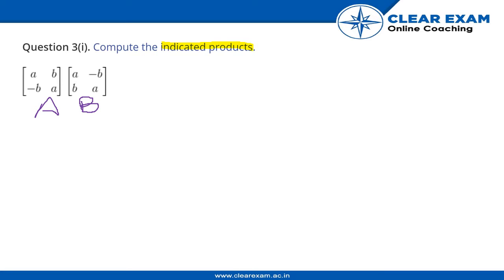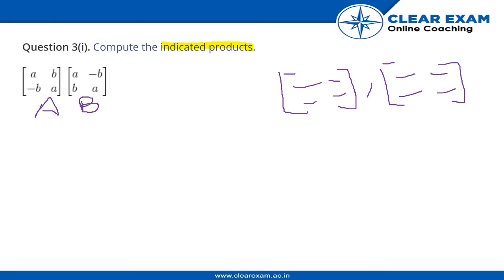First of all, let me give you a brief idea about how to multiply two matrices. Suppose there is a 2 cross 2 matrix here with 4 elements, and another matrix is 2 cross 2 with again 4 elements, and we have to multiply them. The first important property for matrix multiplication is that the number of columns in the first matrix should be equal to the number of rows in the second matrix.